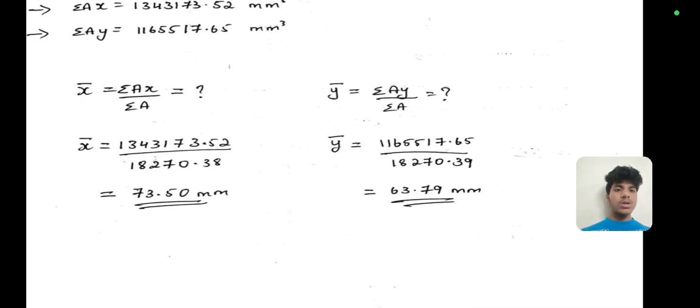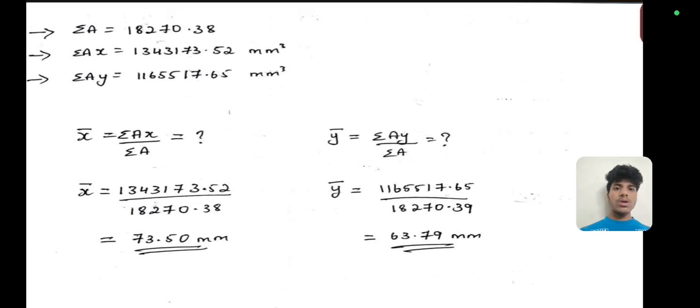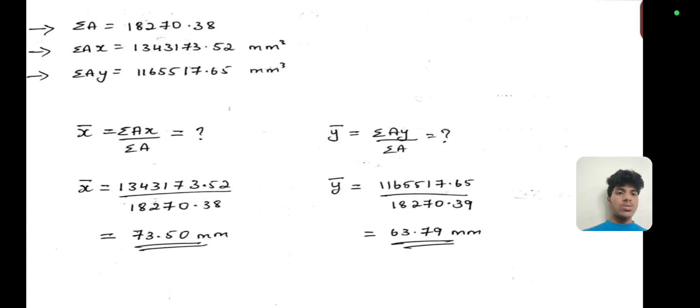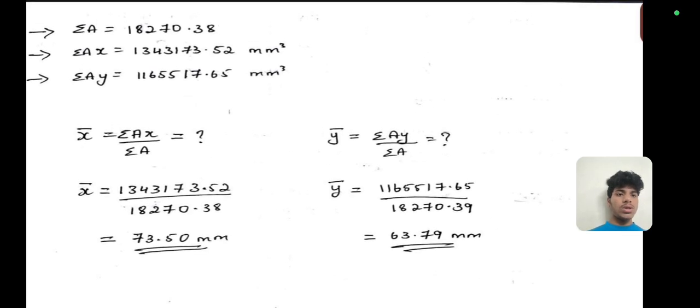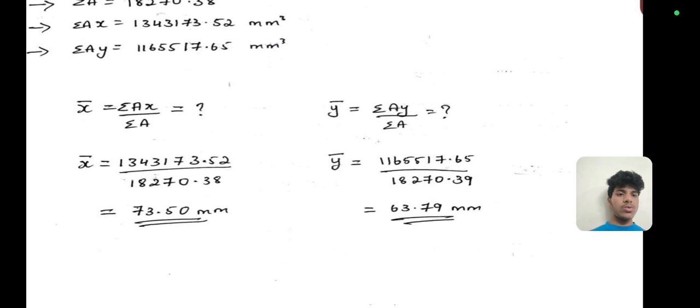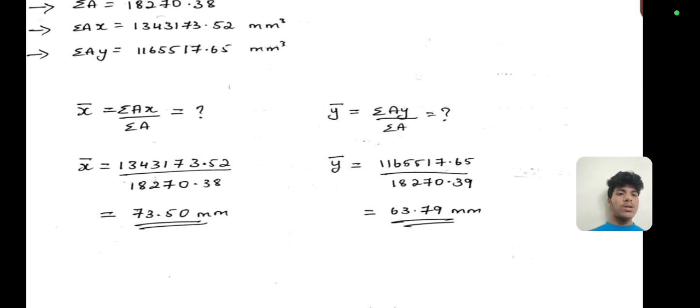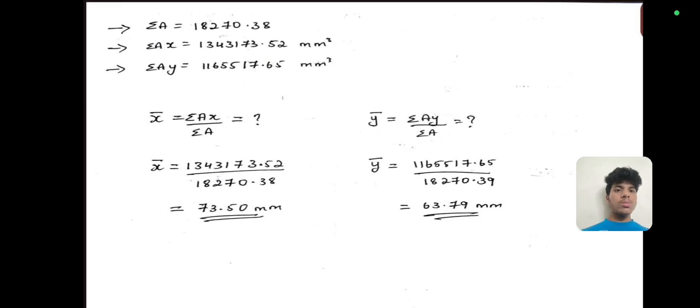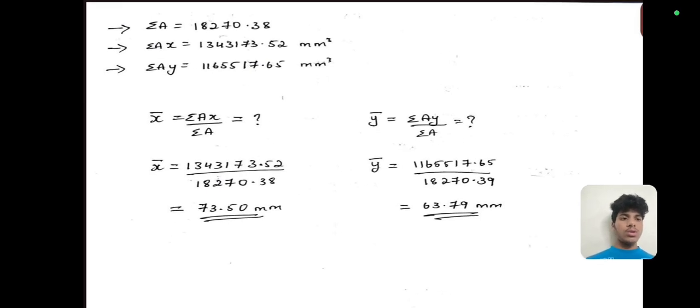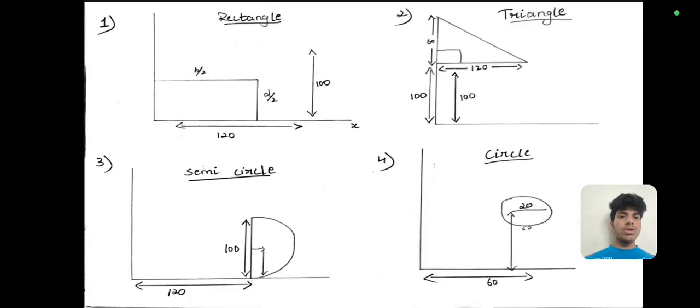And similarly we have to do it for y bar. Summation A y we have 1165517.65, divided by summation A, which is 18,270.39. After dividing it, we'll get the answer as 63.79 mm. So this was my solution for the sum of centroid.